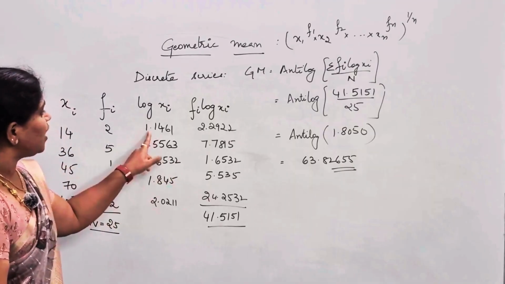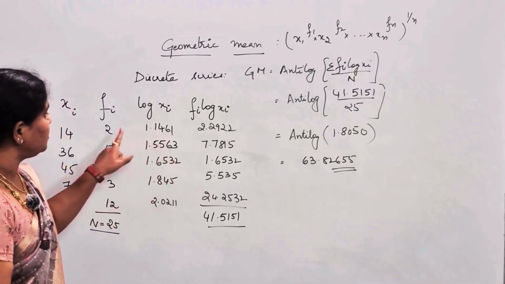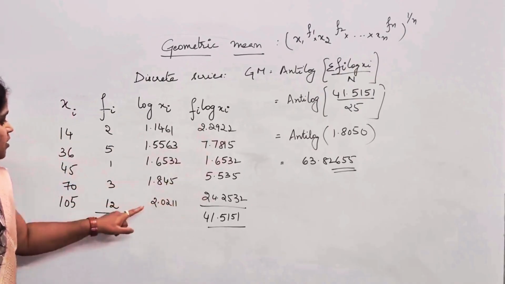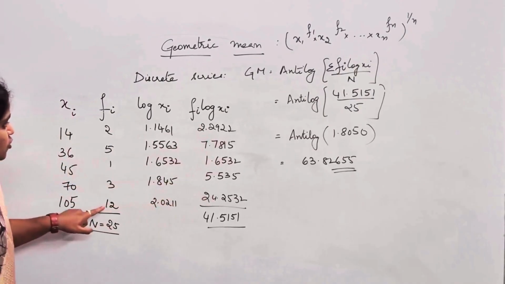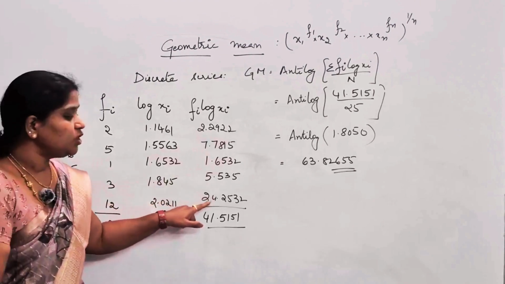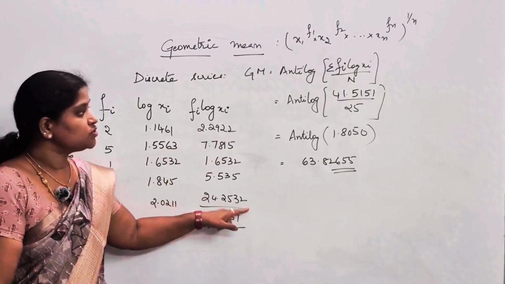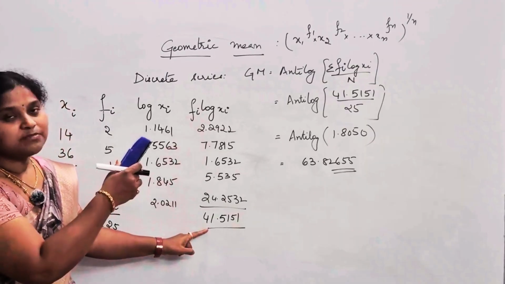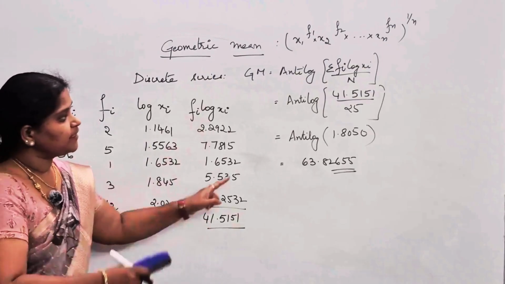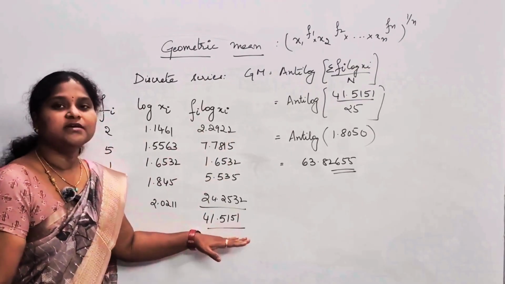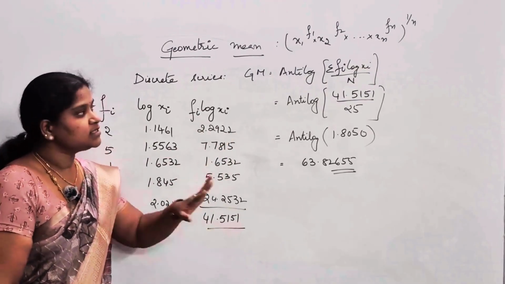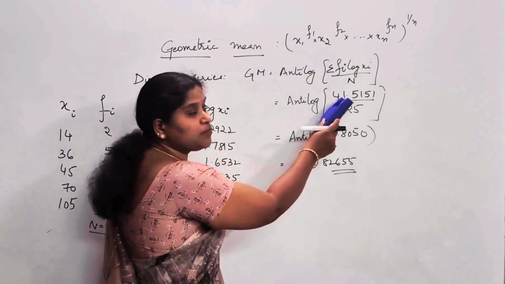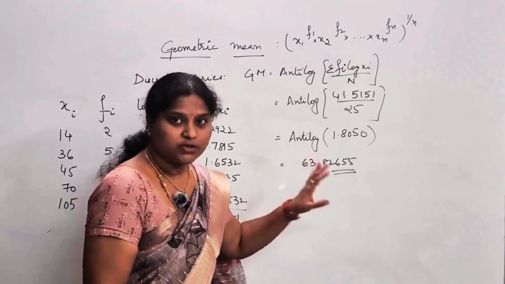That is 1.1461 into 2 to give 2.2922. Similarly, 2.0211 to be multiplied with 12 to give 24.2532. So I need to add all these values in this column to give sigma fi log xi. The value is 41.5151. Substituting all the values, we see anti-log of 41.5151 divided by 25.